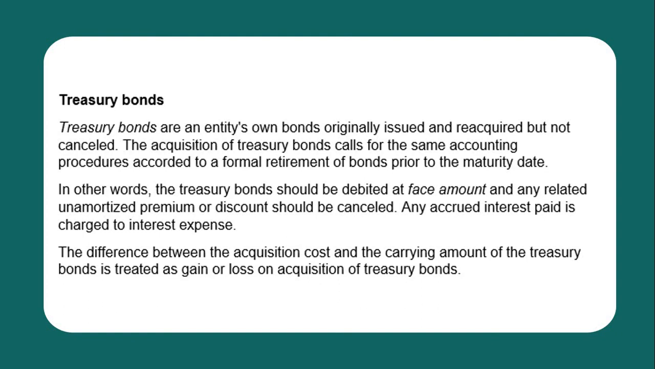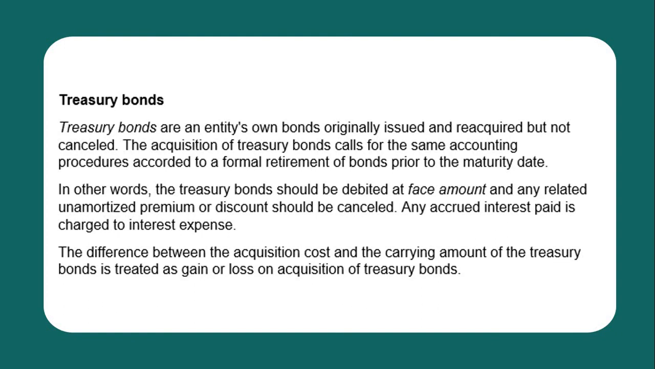Meaning, ang accounting nato sa Treasury bonds, acquisition of own bonds will be the same as the retirement of the bonds prior to the maturity date. So, meaning, the Treasury bond should be debited at face amount and any related unamortized premium or discount should be canceled. Any accrued interest paid is charged to interest expense. Now, take note that when there is a Treasury bonds, wala nato gyud gi-cancel or there is no cancellation of bonds. Okay? Meaning, instead nga magdebita og bonds payable, we will just debit a separate account and that is Treasury bonds equal to the face amount.